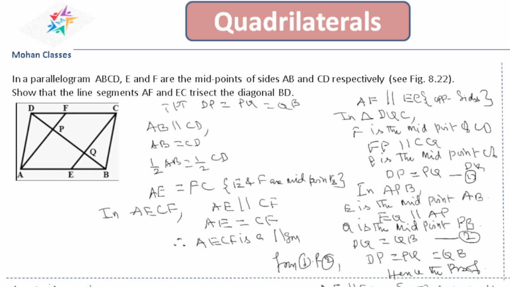Okay, it's very simple. First we have taken this triangle. In this triangle, F is the midpoint, therefore FP parallel to this, P is also the midpoint of DQ, therefore DP is equal to PQ. Then we have taken APB, this triangle, here E is the midpoint, EQ parallel to AP and Q will be also the midpoint, therefore PQ is equal to QB. So this AF and EC trisect the diagonal BD. That's it. That's it for the day.